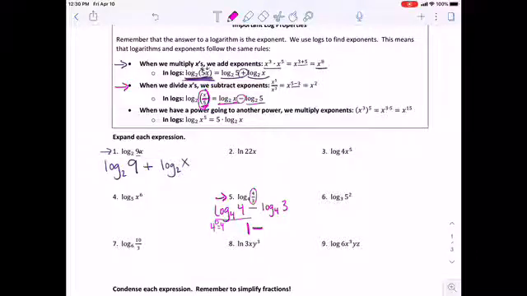Minus my second log, log base 4 of 3, that I can't simplify. So I'm just going to leave it as the log base 4 of 3. And this will be my final answer here on problem 5.